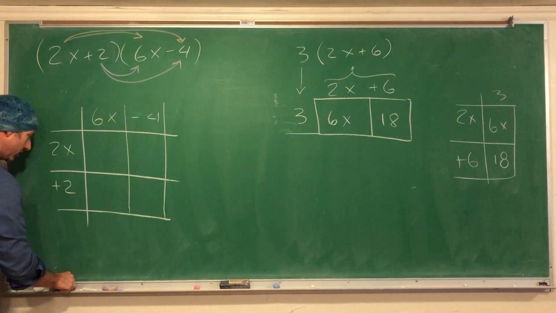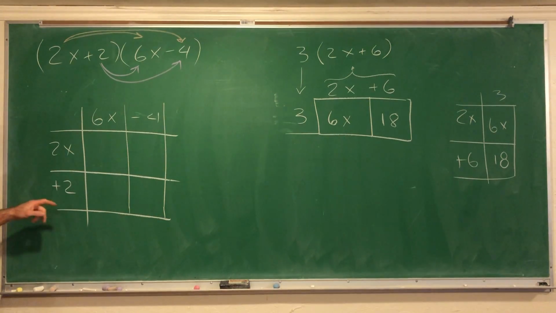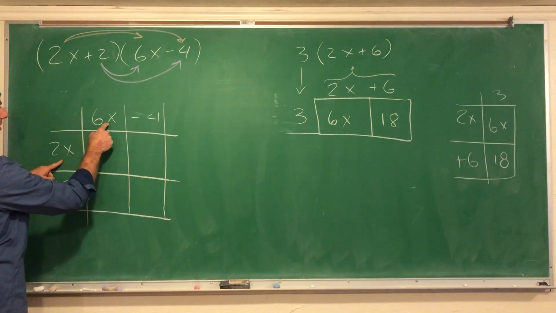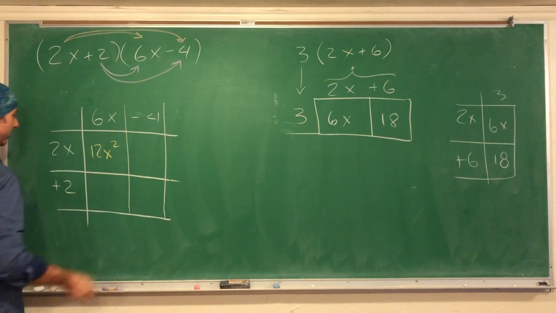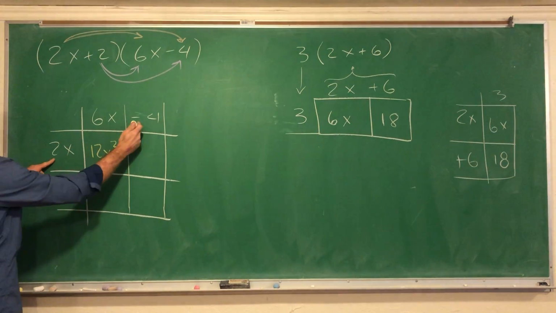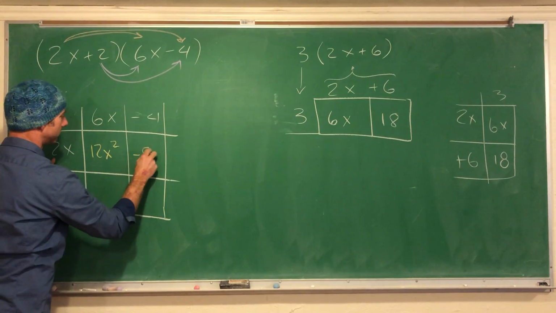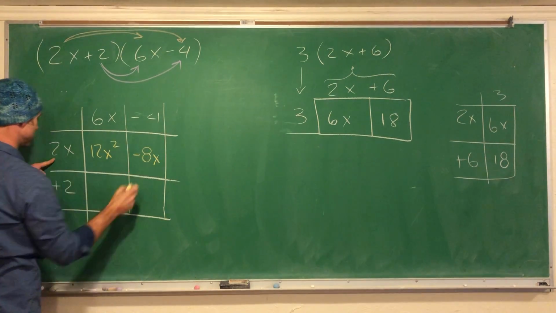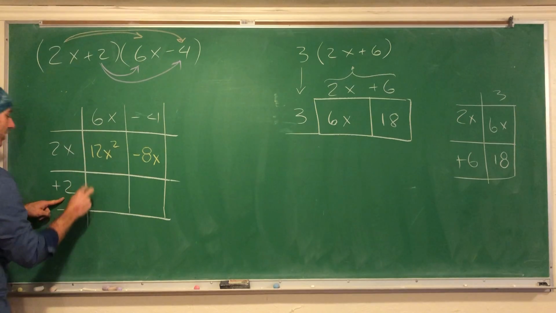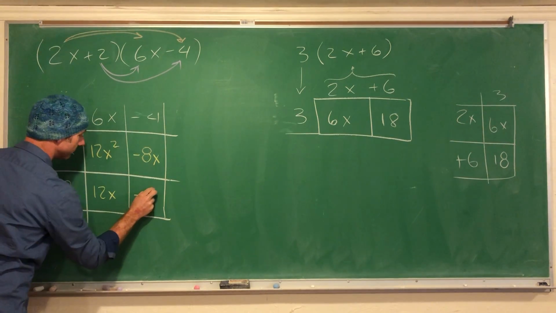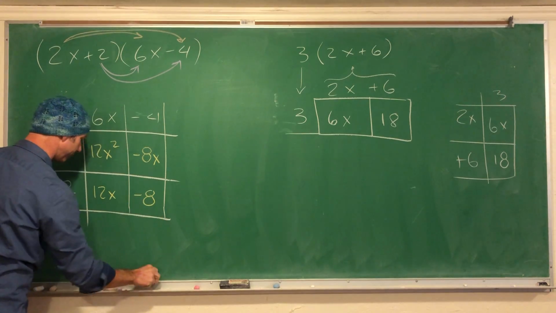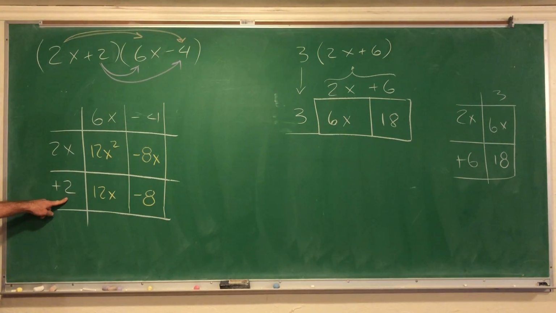Now we're going to go ahead and multiply them. So 2x times 6x is 12x squared. 2x times negative 4, 2 times 6x, and then 2 times negative 4. Okay. Now we're just going to simplify this.